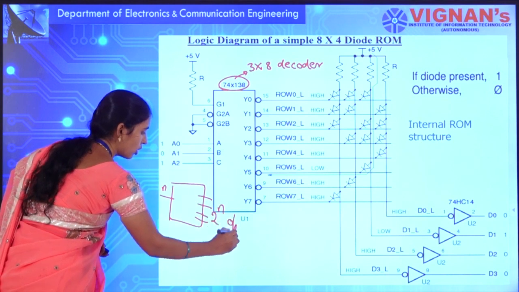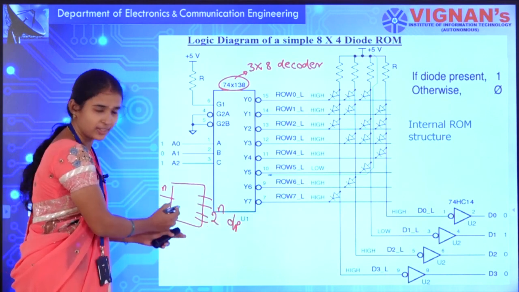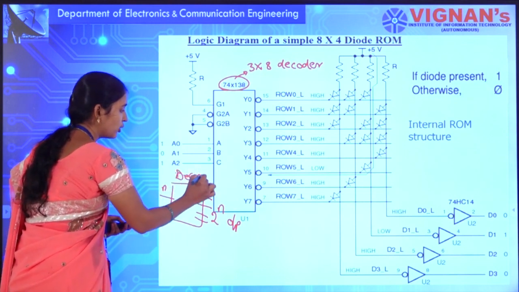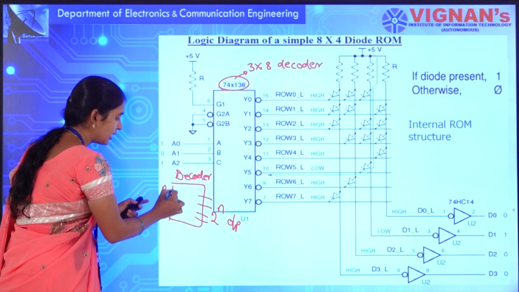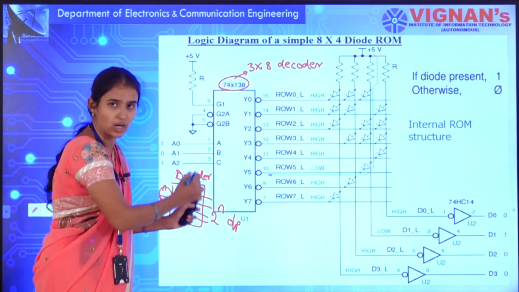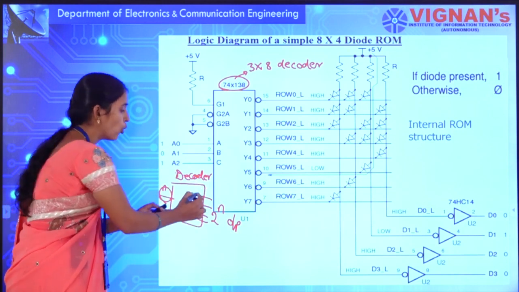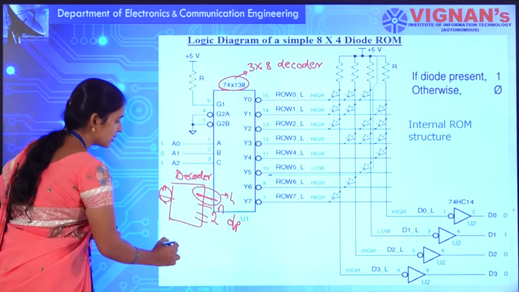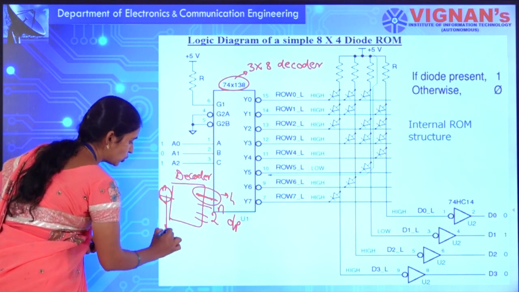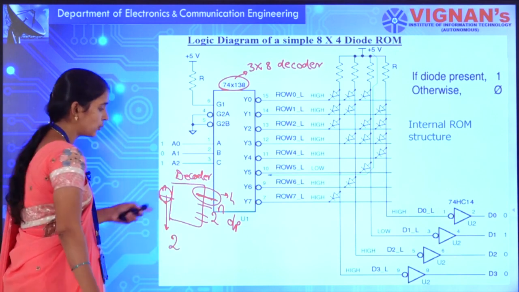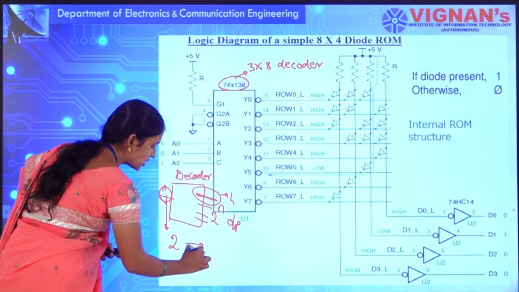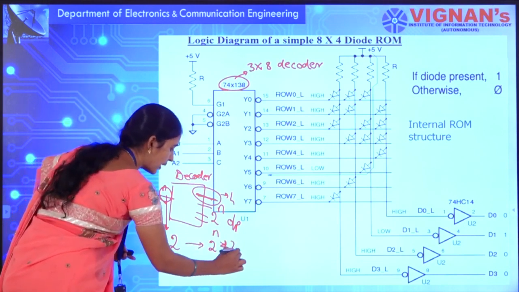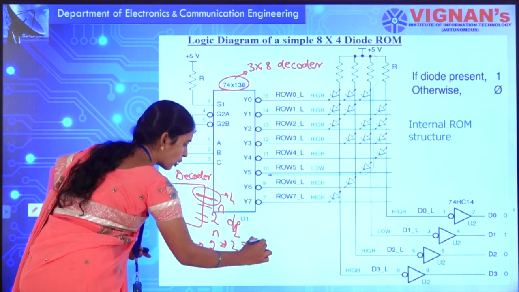outputs. See here, suppose I am assuming this is a decoder. What will the decoder be doing? It takes n inputs, it provides 2 power n outputs. Okay, and only one output will be high at a time. Suppose I consider n is equivalent to 2. If n is equivalent to 2, how many outputs will it provide? 2 power n, that is nothing but 2 square, that is nothing but 4 outputs.